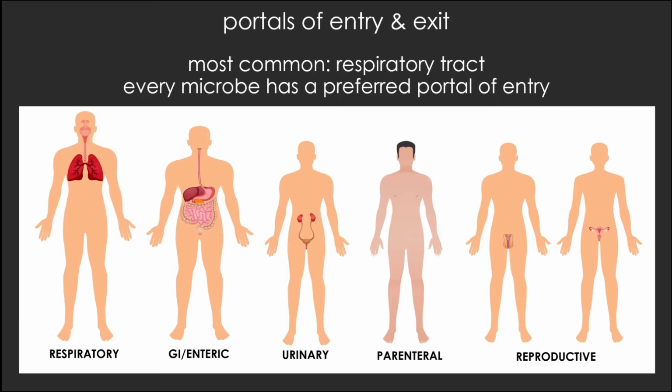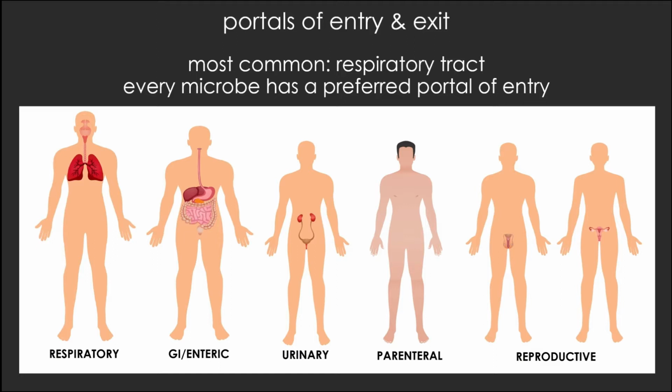So the parenteral route typically happens when the skin has been damaged, although you might remember from our diversity unit, hookworms like Strongyloides are capable of burrowing through intact skin in order to get into the body. And then, of course, at the end there we have the reproductive tract. So these would be sexually transmitted infections, which are direct contact transmitted.